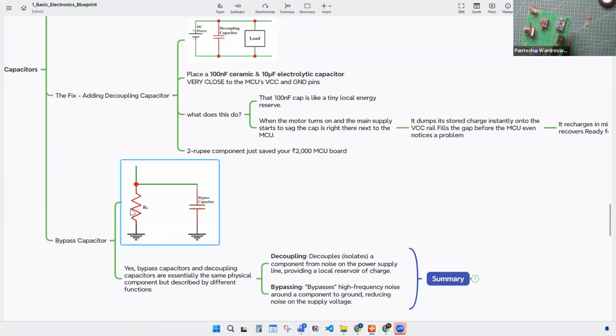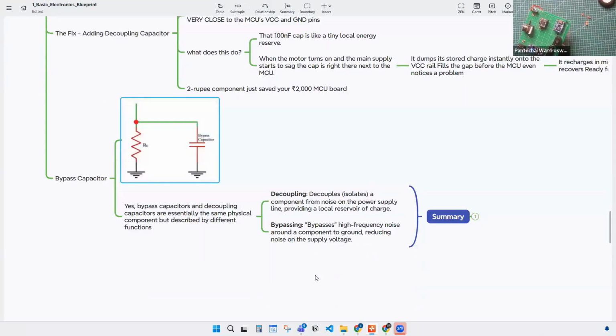Bypass is going to bypass the high frequency noise around the component to the ground. So there is some resistance or some load, and there is some high frequency noise around the component. Imagine there are 5 components, and out of those 5 components, there is a lot of noise happening. So you can put one bypassing capacitor in the circuit and connect it to the ground. Whenever high frequency noise is happening around a certain component, we put it to the ground to reduce the noise on the supply voltage.